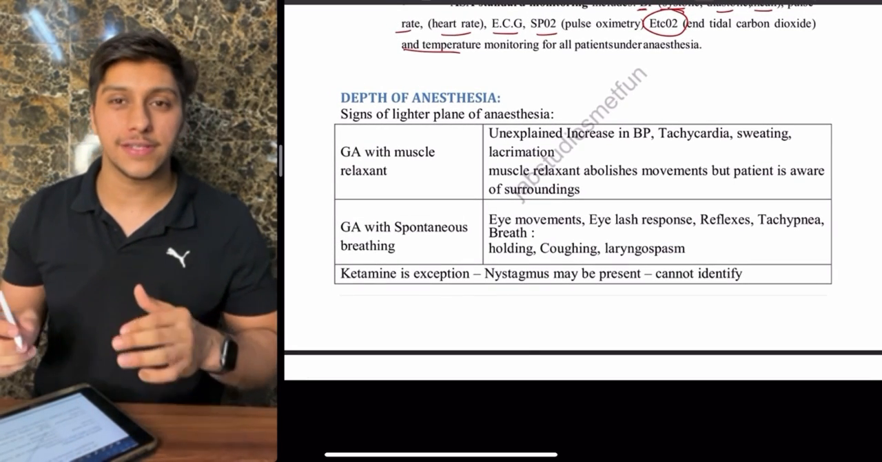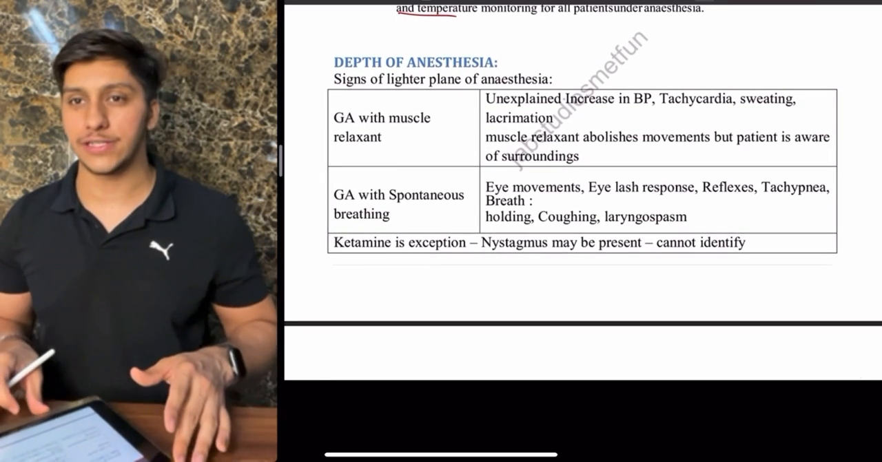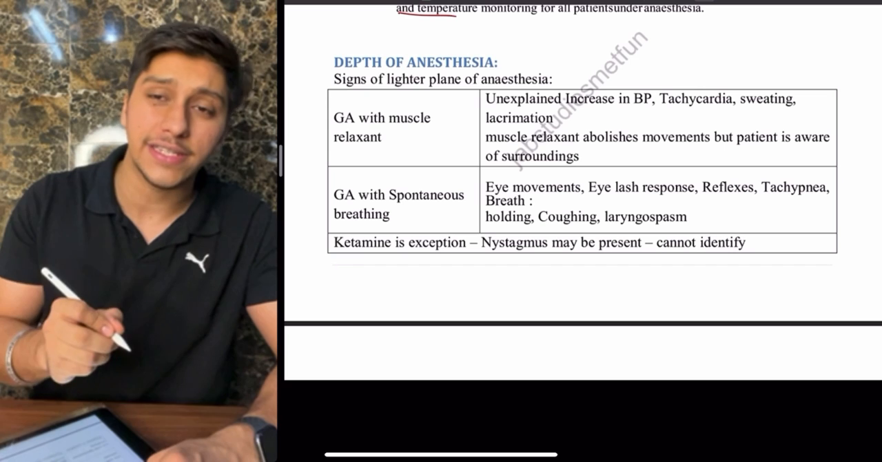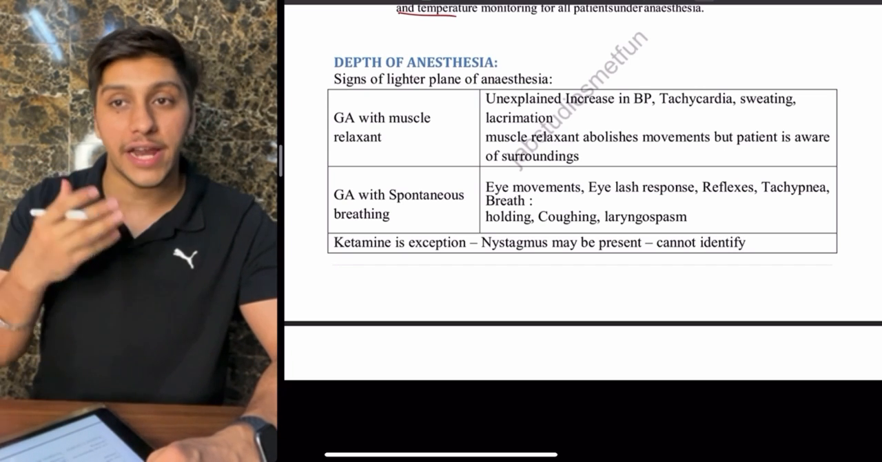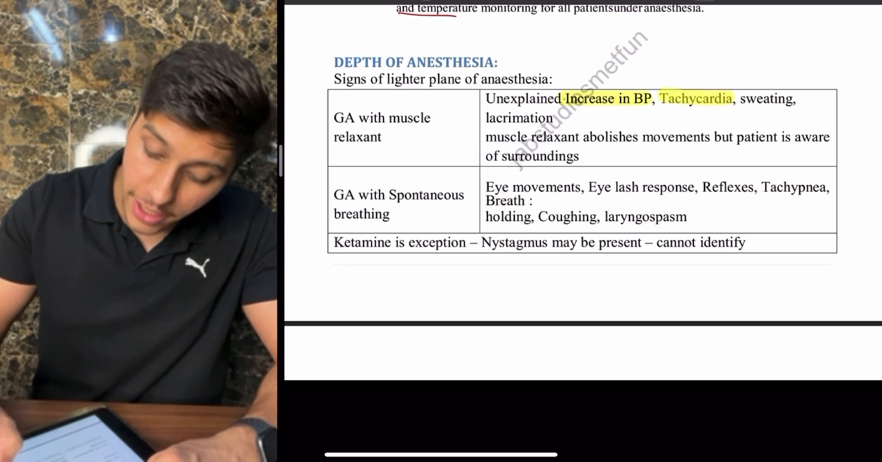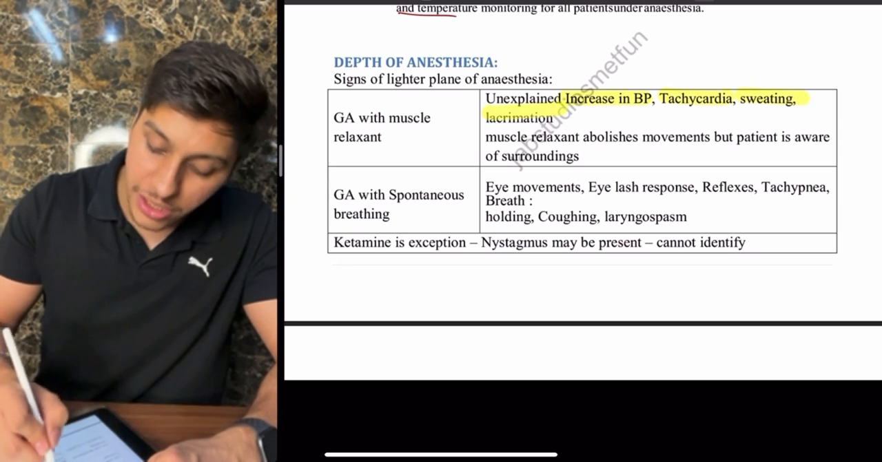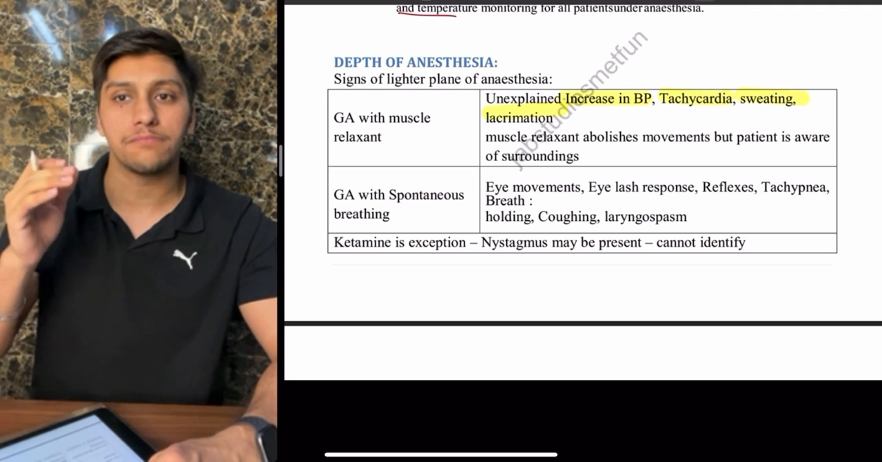Usually general anesthesia is quite complicated, right? So now you have two aspects when you will have general anesthesia. If you have a patient who is having general anesthesia with a muscle relaxant and you think that the patient is in a lighter plane, signs like unexplained raised blood pressure, tachycardia, sweating, lacrimation can be signs of a lighter plane if a patient has general anesthesia with muscle relaxant.